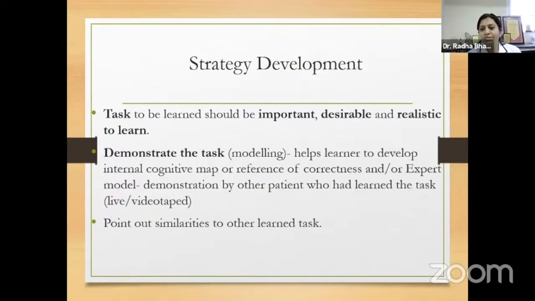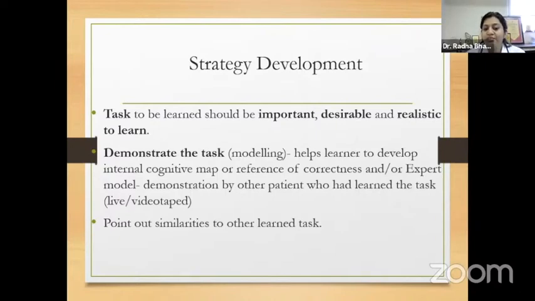Next, whatever exercise you have planned, you should demonstrate that particular task to the patient. It can be done by you as a therapist, or you can show the patient a video of previous patients and how they were doing it. Or if some other patient is doing the same type of exercise, you can show that and say, this is what I am expecting of you, this is what you should be doing.